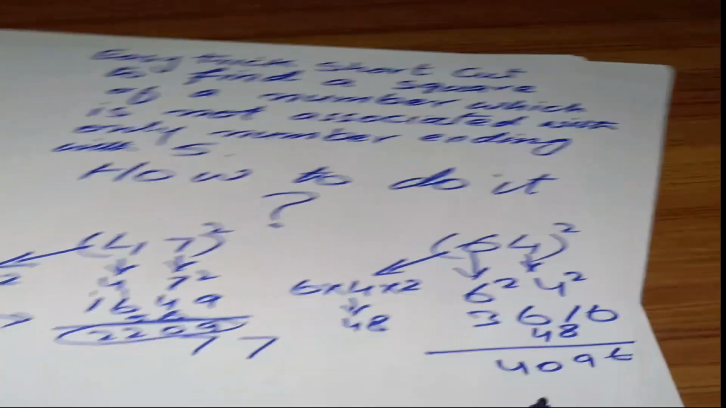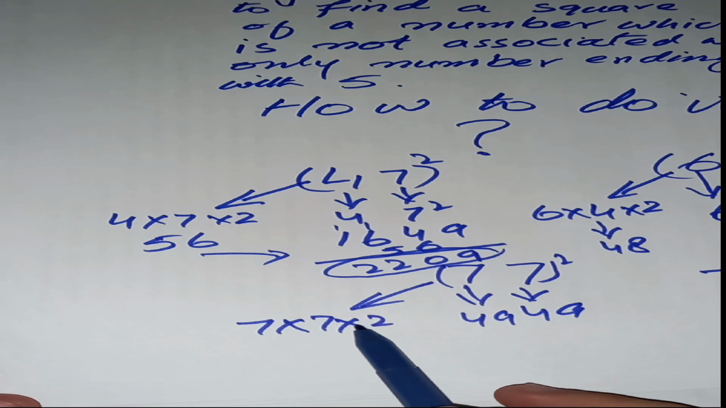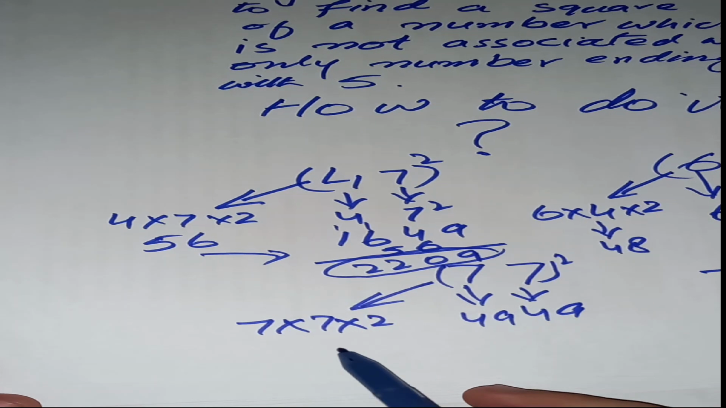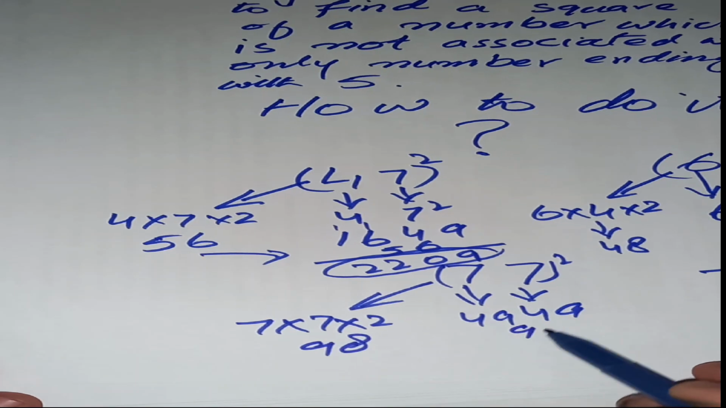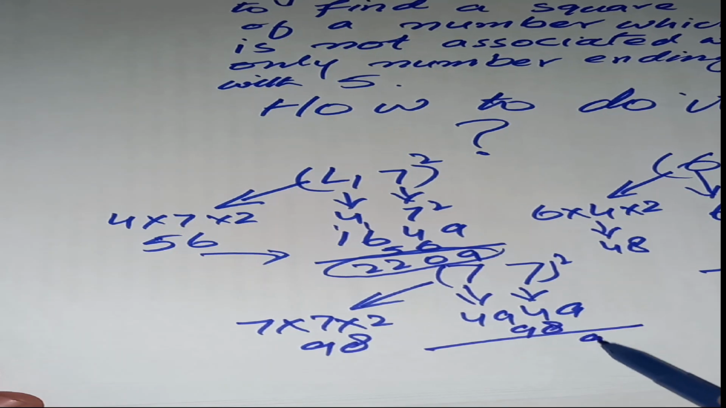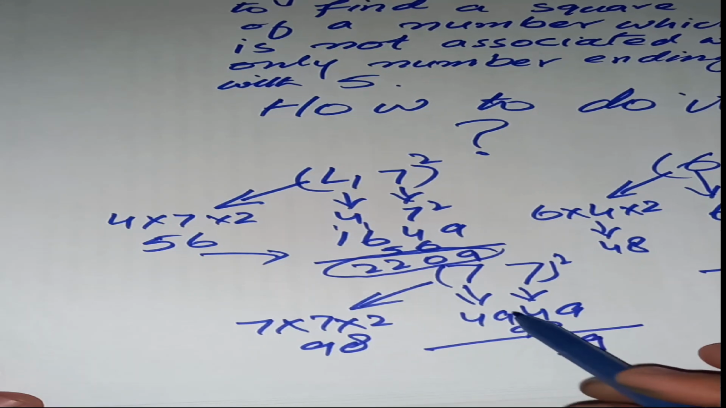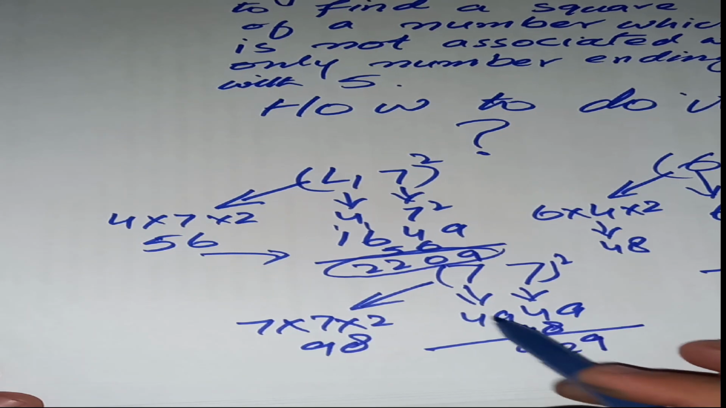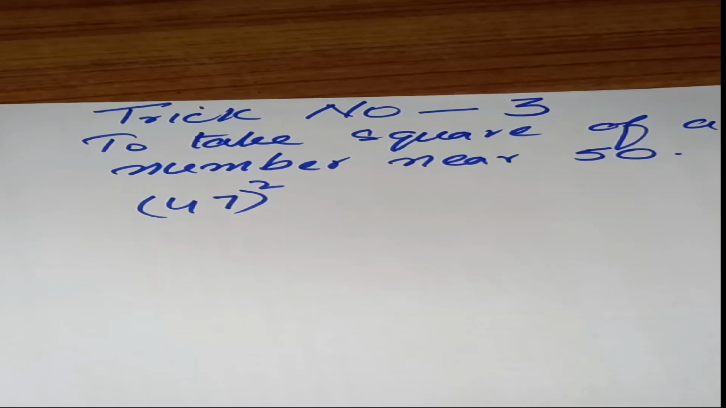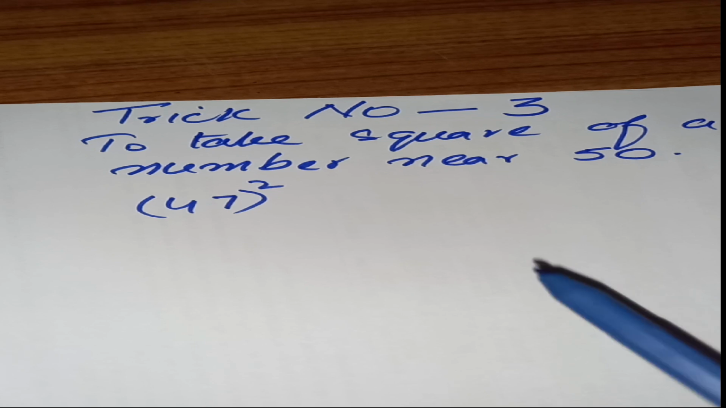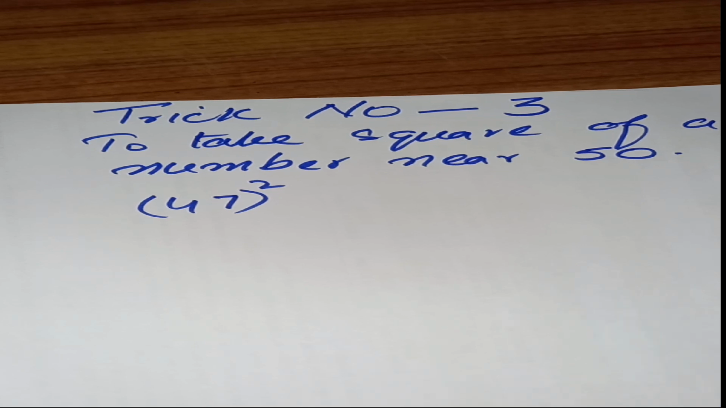Isn't it easy? Another example: 14 sevens are 98. So 98 is to be added here. This gives 5929 as the answer.